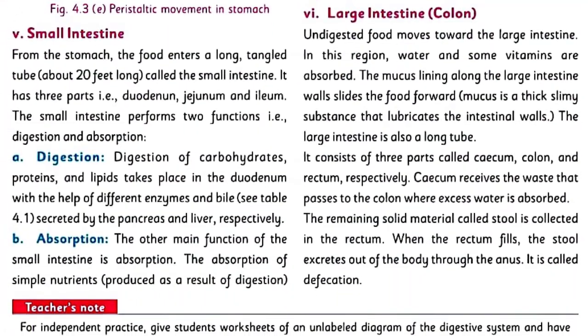6. Large intestine. Undigested food moves toward the large intestine. In this region, water and some vitamins are absorbed. The mucus lining along the large intestine walls slides the food forward. The large intestine is also a long tube. It consists of 3 parts called cecum, colon, and rectum, respectively.